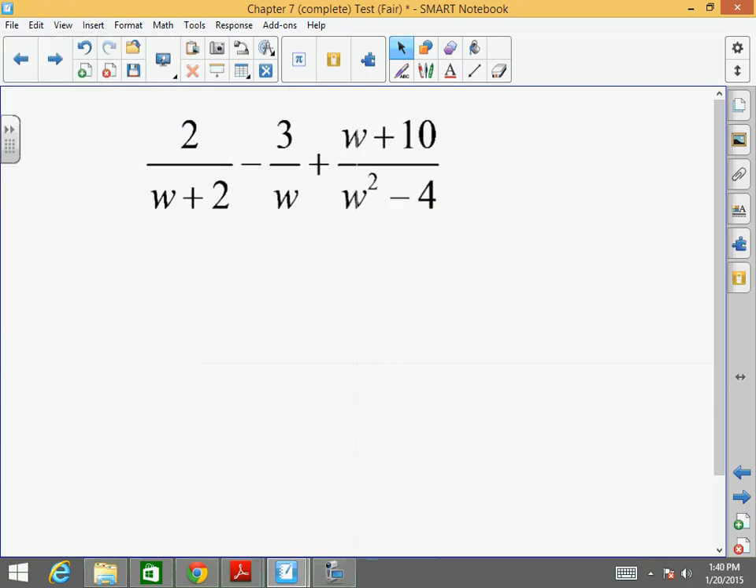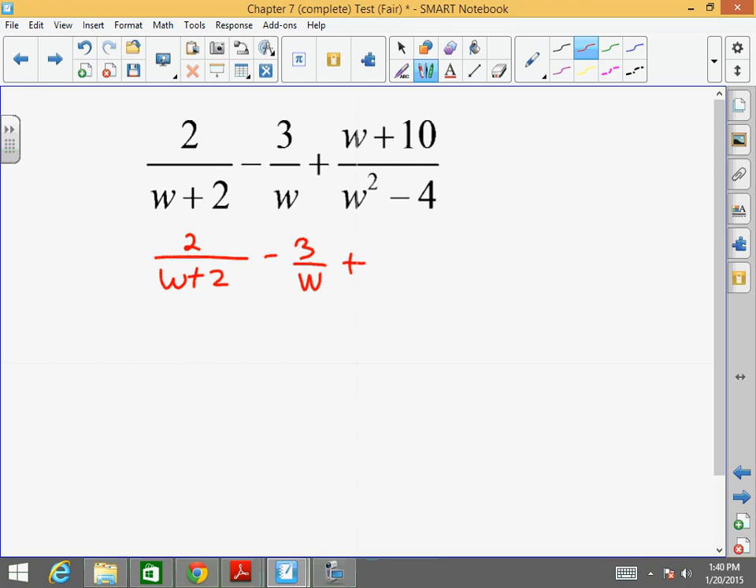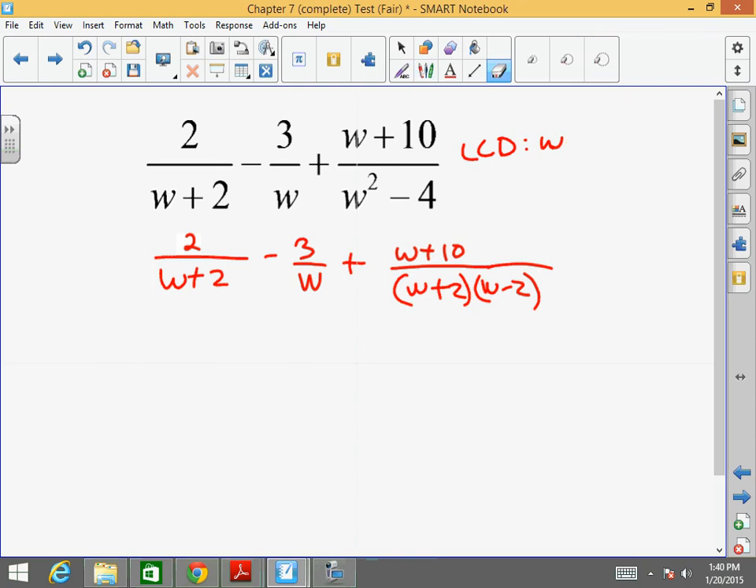Number 4. This is 2 over w plus 2 minus 3 over w plus w plus 10 over w plus 2, w minus 2. My LCD here is w times w plus 2 times w minus 2.